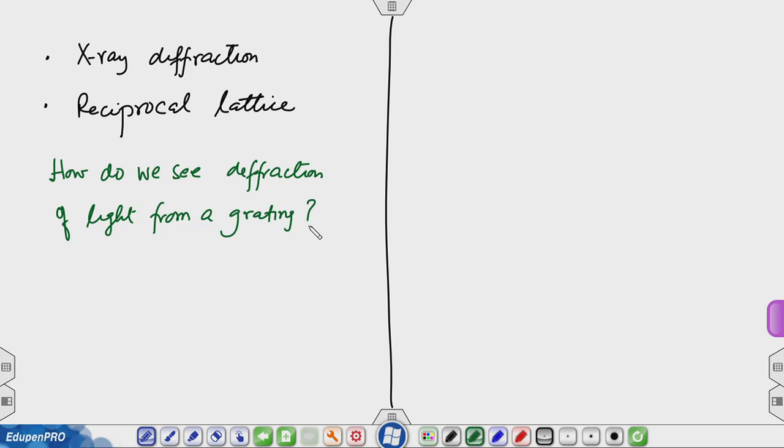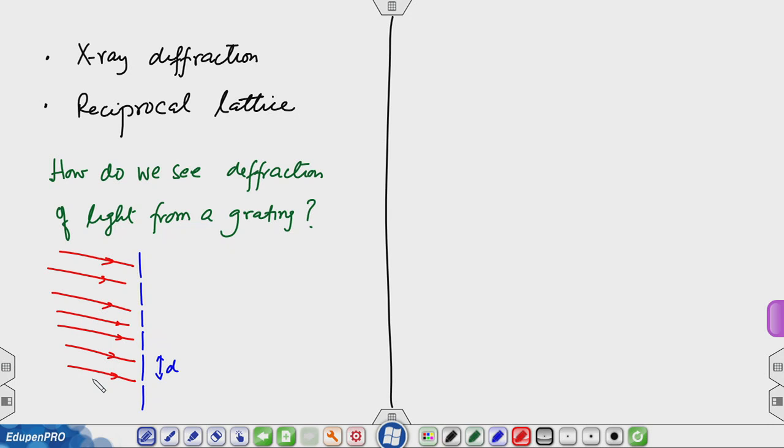What happens in the case of light is, suppose there is this grating with small openings at distance d, and we have this light coming in. Far away, we have a screen, and this light gets diffracted, and you see spots at certain points.